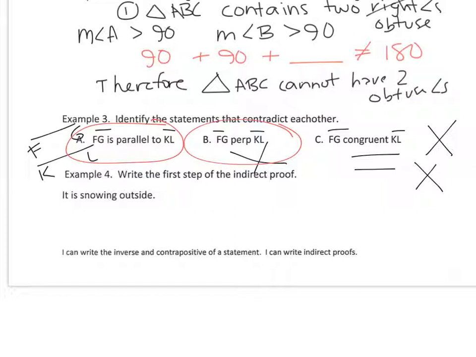And then the last one, write the first step of the indirect proof. It is snowing outside. The first step of an indirect proof is always the negation. So it is not snowing outside.